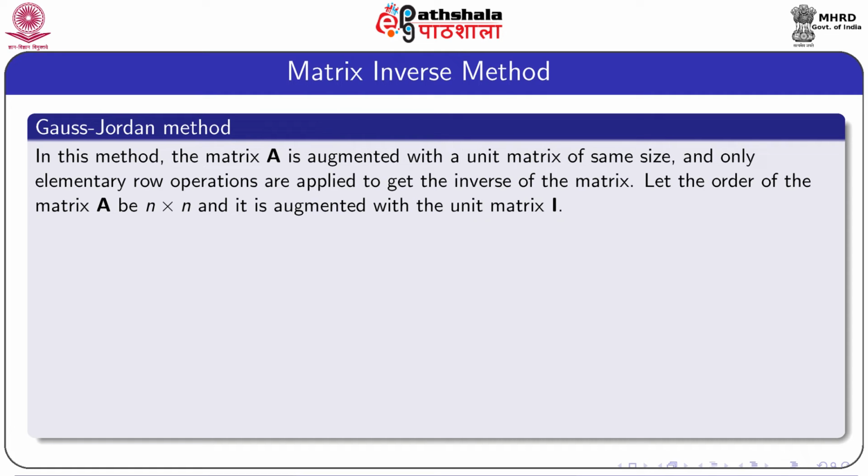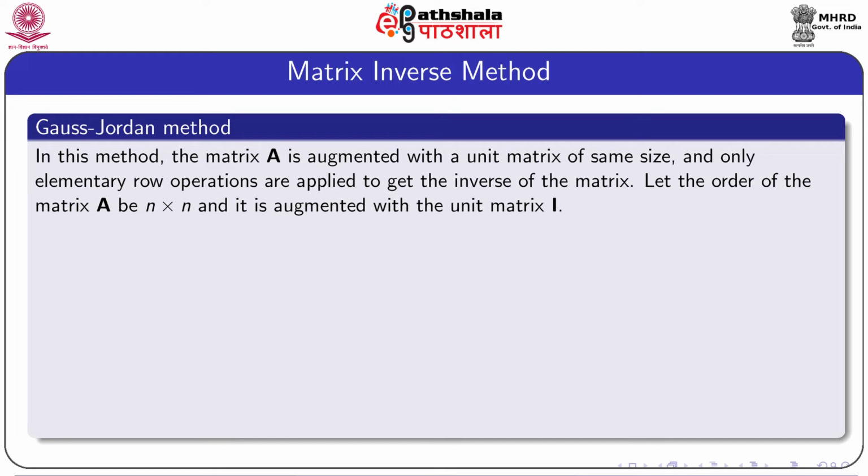So, here we discuss an efficient method called the Gauss-Jordan elimination method to find the inverse of a matrix. The main concept of this method is to augment the matrix A with a unit matrix of the same order or same size, and only elementary row operations can be applied to get the inverse of the matrix.